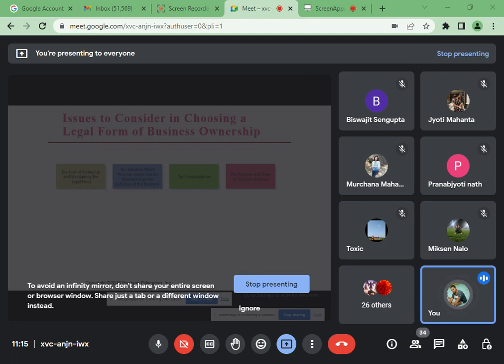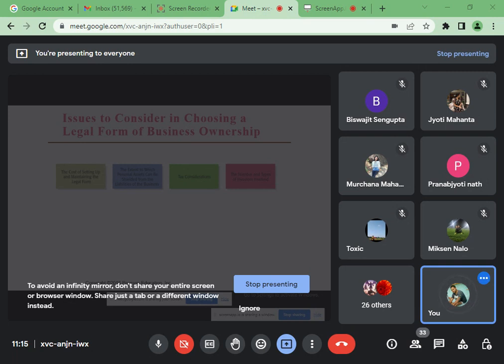Issues to consider in choosing a legal form of business ownership. There are issues we consider whenever we choose a legal form for our business ownership. The cost of setting up and maintaining the legal form. The extent to which personal assets can be shielded from the liabilities of the business. Tax considerations. The number and type of investors involved.